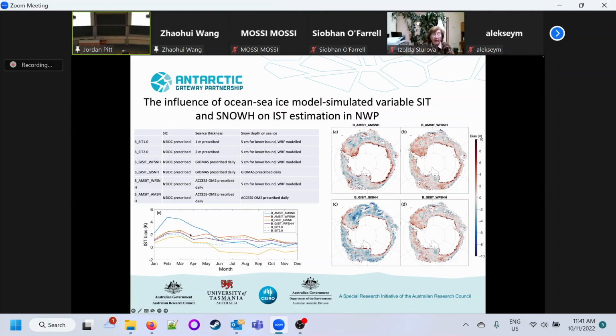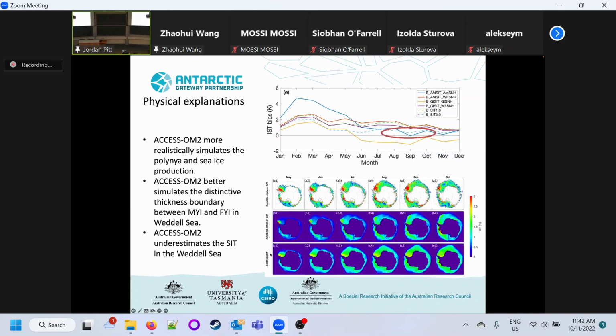And for the annual variability, we added a reference simulation with a constant slab ice thickness, and we found the model doesn't have a good outcome when including the ocean sea ice model simulated ice thickness and snow depth. Sometimes they show a cold bias, sometimes a warm bias, and sometimes a cold bias. And we use ice thickness and snow depth to investigate the influence.